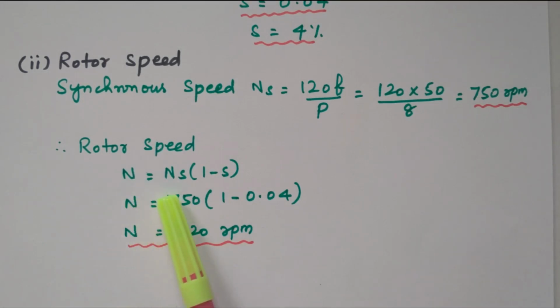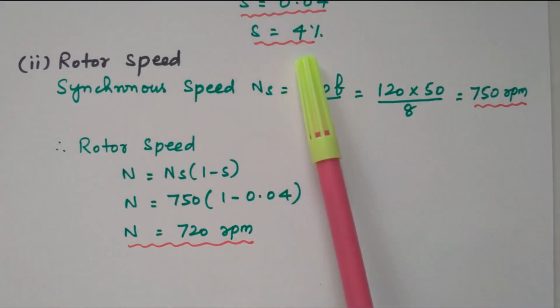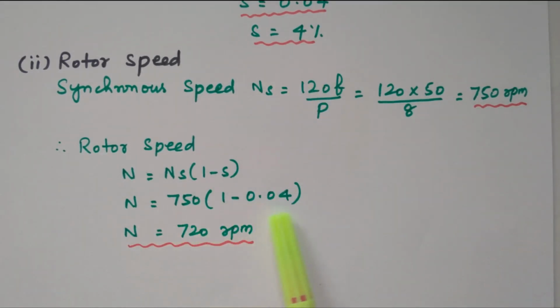So n equal to ns into 1 minus s. n equal to ns, which is 750, into 1 minus s, where s is 0.04, that is 4%. By simplifying this we got 720 rpm. So the synchronous speed is 750, and because of 4% of slip the speed reduced to 720 rpm. So in this problem we calculated the slip and the corresponding rotor speed.